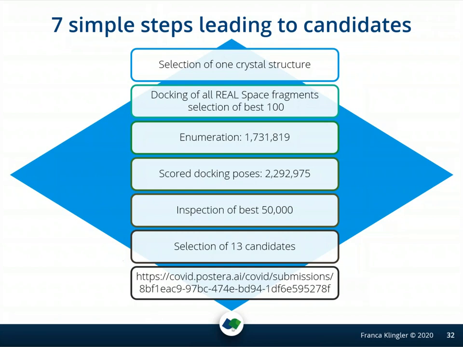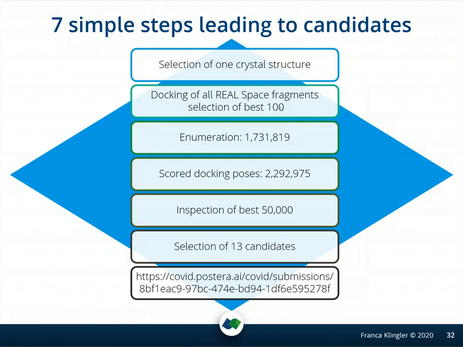And I have this rhombus here in the back, which is a little bit a representation of how much data you have in those individual steps. Selecting one crystal structure is, of course, little data. Those fragments are not too many, and you select only the best 100, so still manageable data.